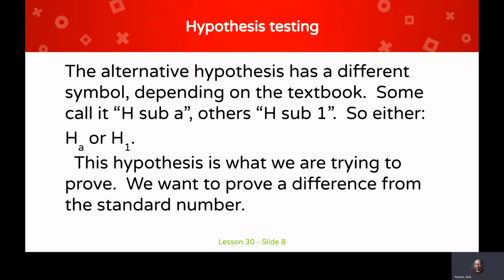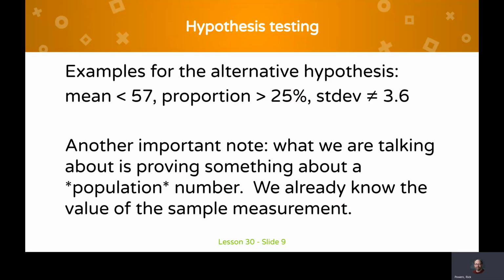The alternative hypothesis has a different symbol depending on the textbook. Some call it H sub A, others H sub 1. So either H sub A or H sub 1. This hypothesis is what we are trying to prove. We want to prove a difference from the standard number. Examples for the alternative hypothesis: mean is less than 57, proportion is greater than 25%, standard deviation is not equal to or is different from 3.6.